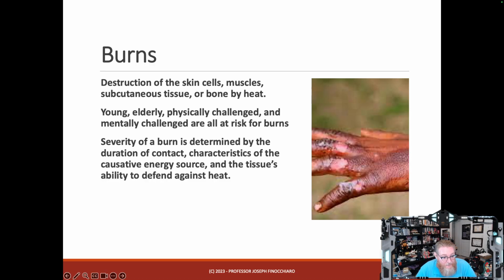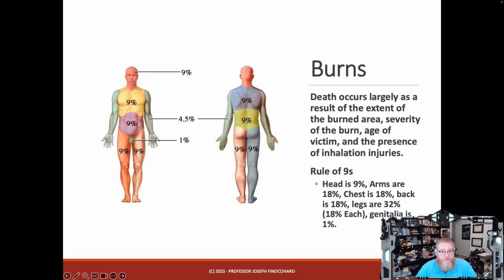The severity of a burn is determined by the duration of contact, characteristics of the causative energy source, and the tissue's ability to defend against heat. Death occurs largely as a result of the extent of the burned area, severity of the burn, age of victim, and the presence of inhalation injuries. And this leads to the rule of nines.